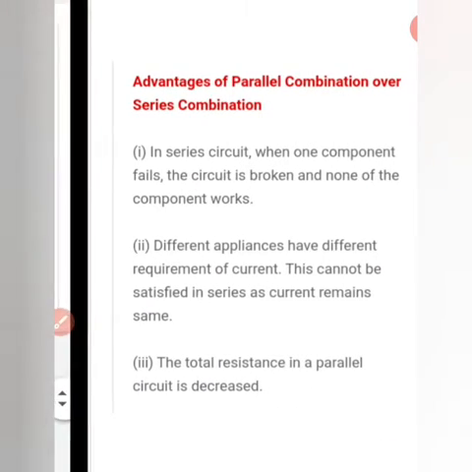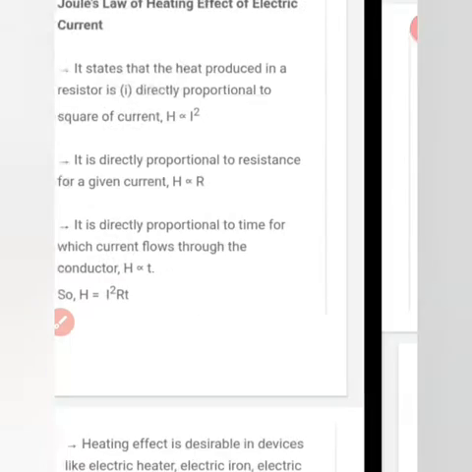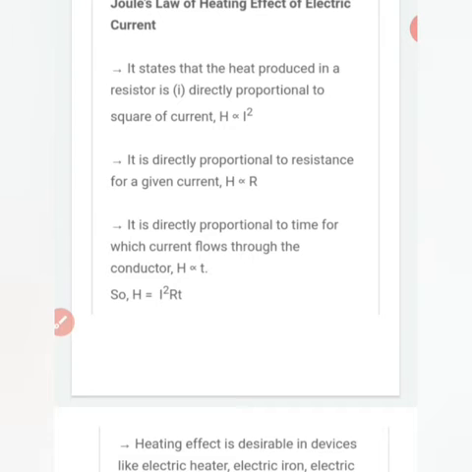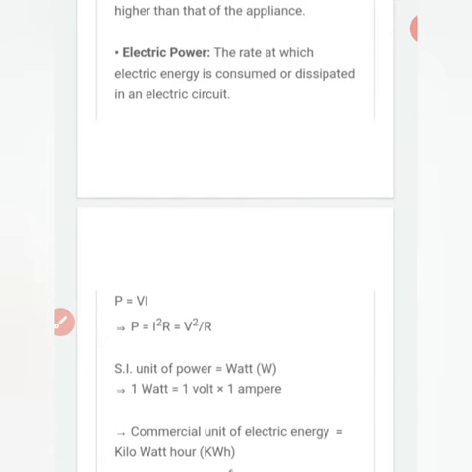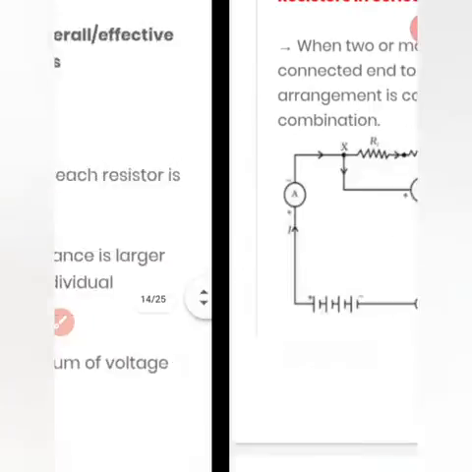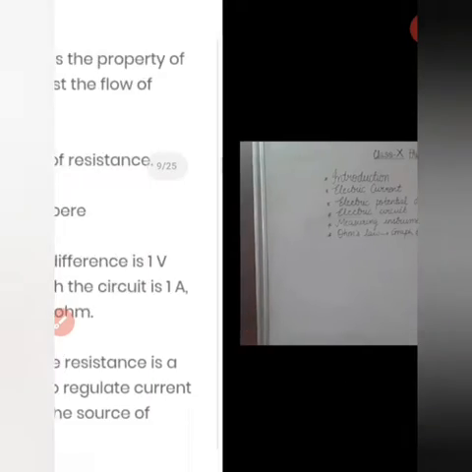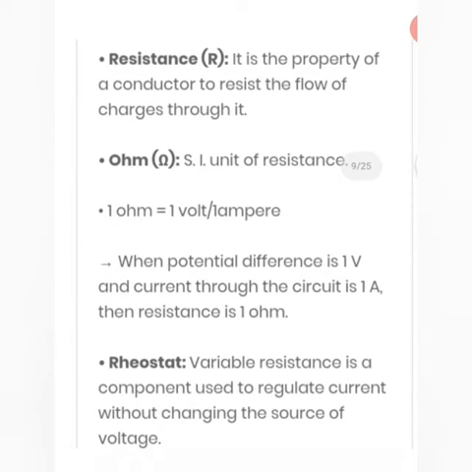what will be the mathematical relation of parallel and series connection of resistances respectively, various applications or advantages of parallel combination and series combination of circuitry, then the heating effect of electricity, what is actually the mathematical relation of the heating effect of electric current, then at last we will study about electric power. So let us start understanding these terms one by one.